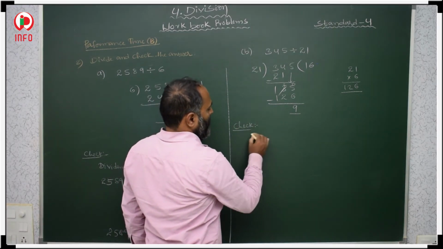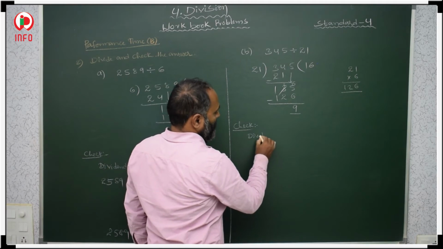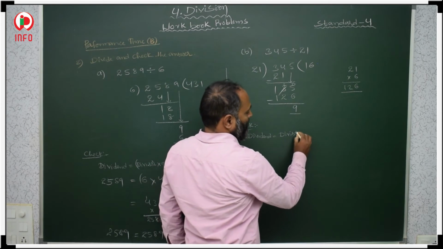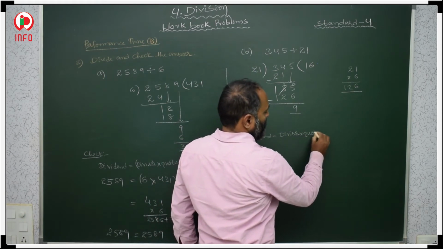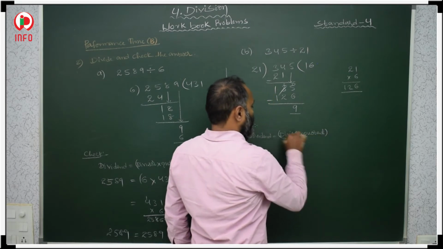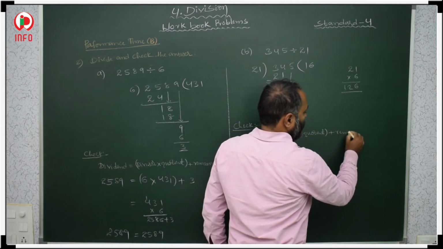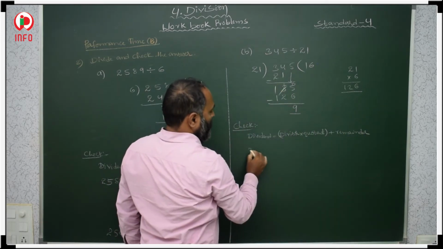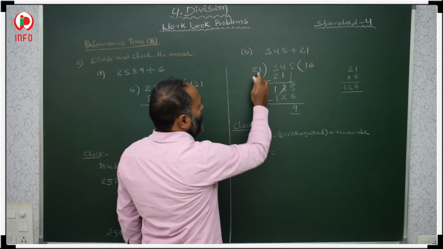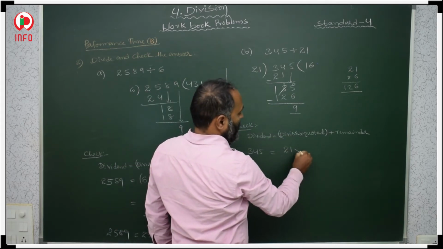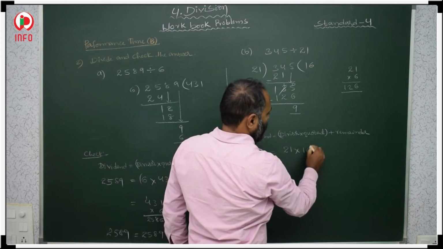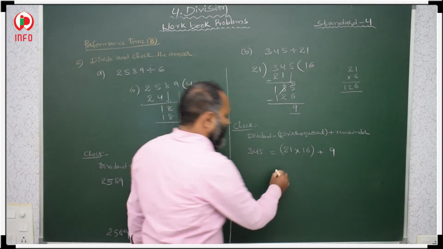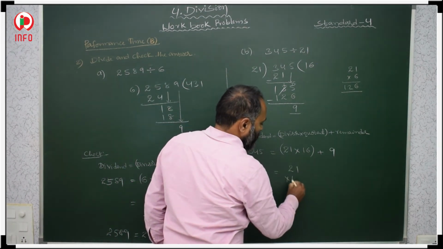How to check? Dividend is equal to divisor into quotient plus remainder. Now what is the dividend? 345. What is the divisor? 21. What is the quotient? 16. Plus what is the remainder? 9. Now 21 with 16.